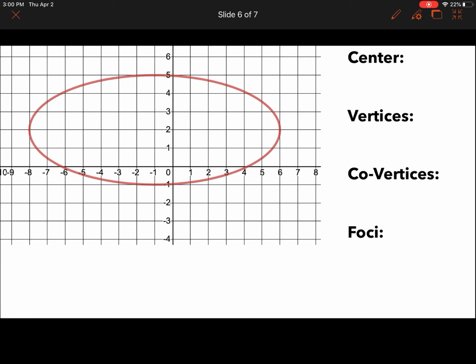More example to go through. So here I'm asking you to do the same thing. Find the center, the vertices, the co-vertices, and the foci. Okay, so the center is probably the easiest to find.